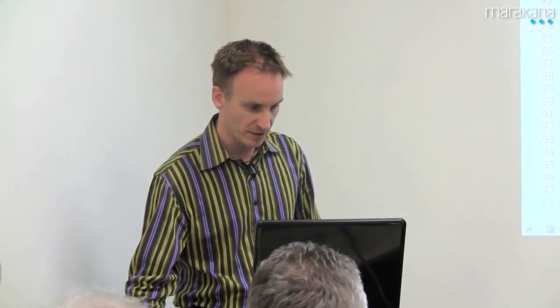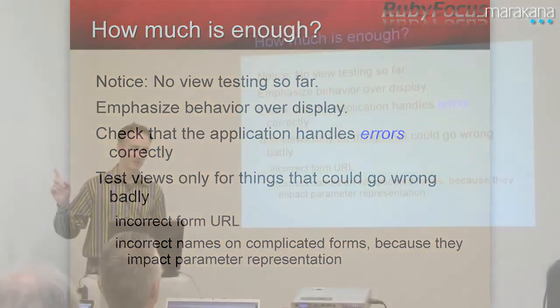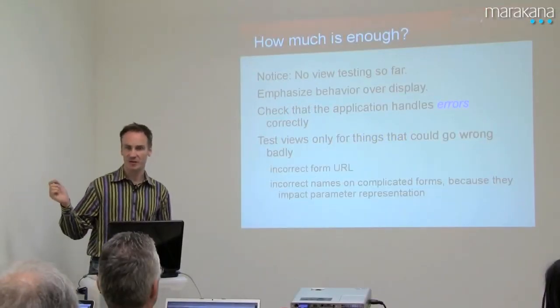Okay, so testing, right? We haven't actually tested anything in the view yet. Let's get there. How much is enough? So far no view testing. What I like to always test is the behavior over the display, specifically error messages. You get a lot more mileage out of testing for errors than testing views. And the view doesn't have if-else in it, right? No if-else in views, right? So no need to test for branching.